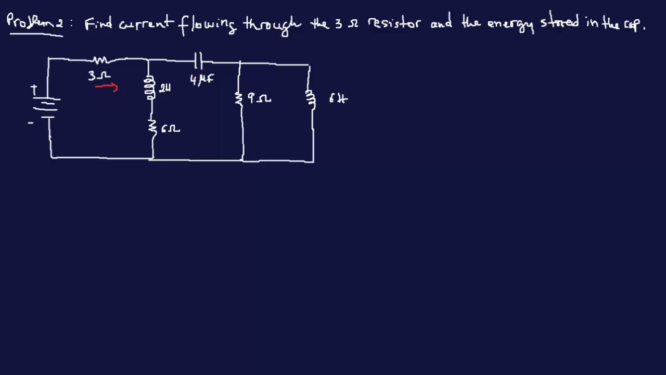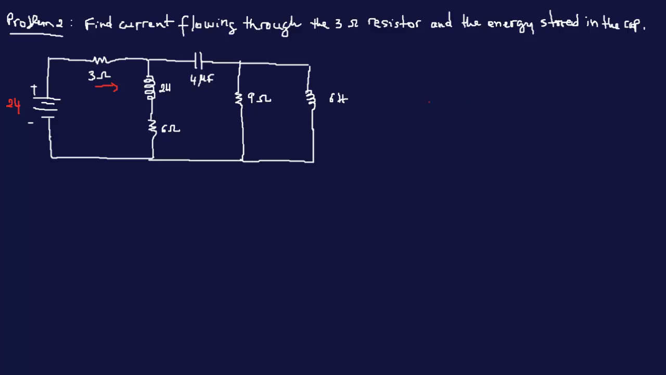Whenever you have an inductor, that means it's a short circuit, so there's 0 resistance. And when you have a capacitor, it's an open circuit. So this is what we have left over. Let's see, what's the voltage here? The voltage was 24, I think.